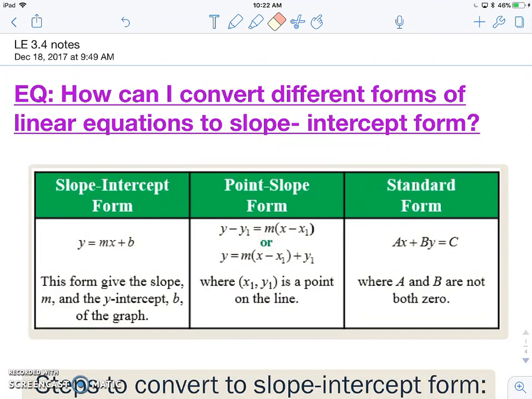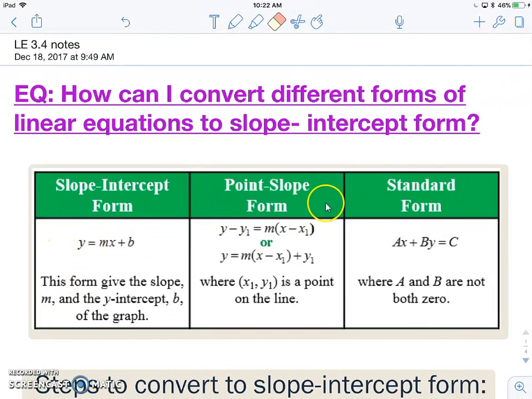We're going to be reviewing 3.4, which we went over last week on Thursday and Friday in your respective classes. So your EQ is: how can I convert different forms of linear equations to slope-intercept form? Remember, slope-intercept form is y equals mx plus b.